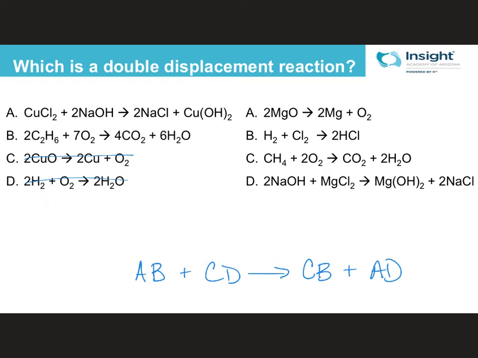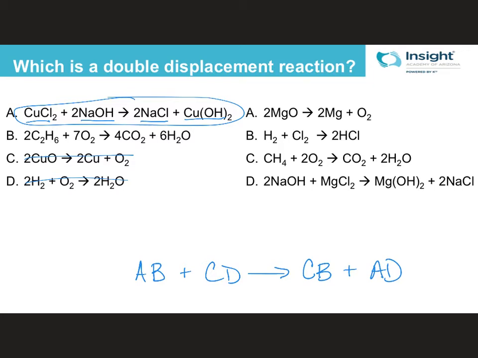And then when you run into this situation, you've got to look, all right, where do I see two ionic compounds as my reactants, two ionic compounds as my products, and the only difference is that their metals are flopped. All right, so I've got copper chloride, sodium hydroxide, which becomes sodium chloride and copper hydroxide. So that first one, A, is your double displacement reaction.